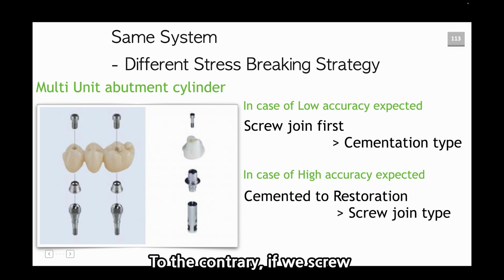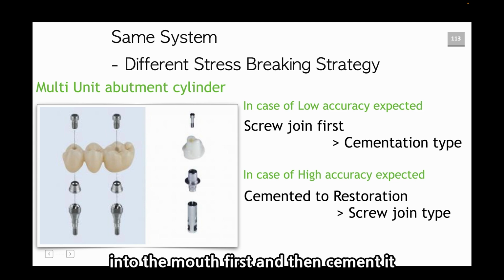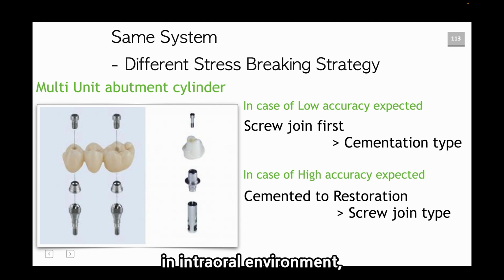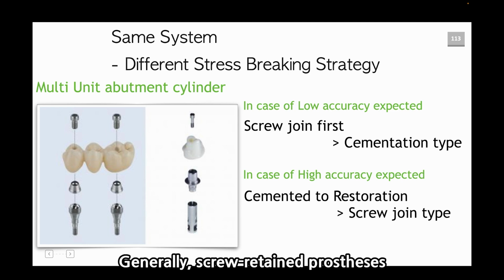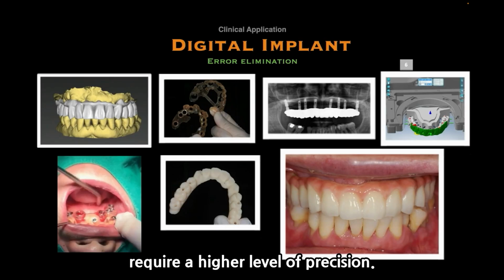To the contrary, if we screw the Ti-base custom attachment onto the mouth first and then cement it in the intraoral environment, it becomes a cementation type. Generally, screw-retained prostheses require a higher level of precision.